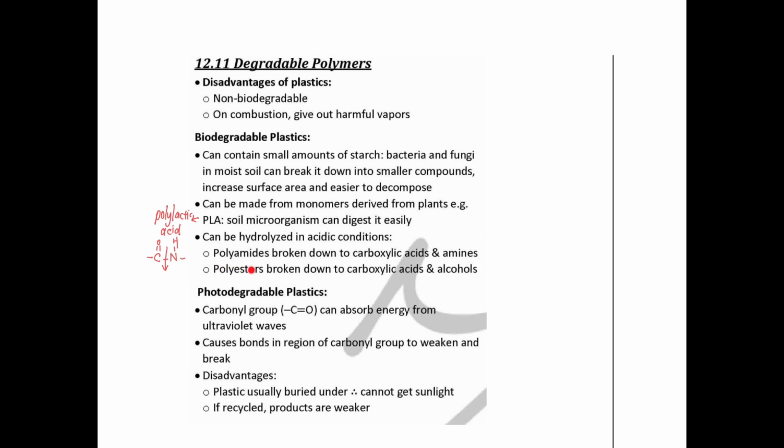Next one, polyester. The structure of polyester is C double bond O linked with others. So this is polyamide, and this is polyester. Polyester is broken down to carboxylic acid and alcohol. That means you cut in the middle, then the left hand side will change to carboxylic acid and the right hand side will change to alcohol.